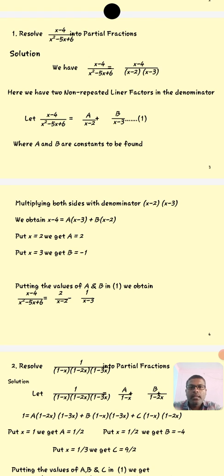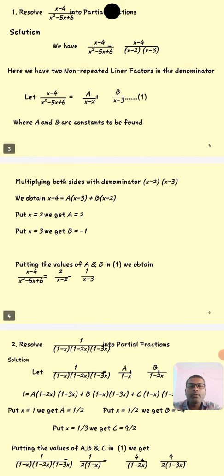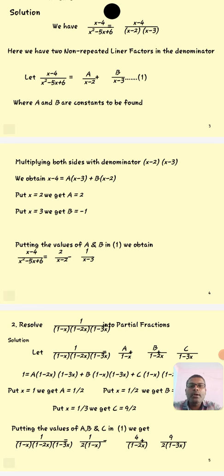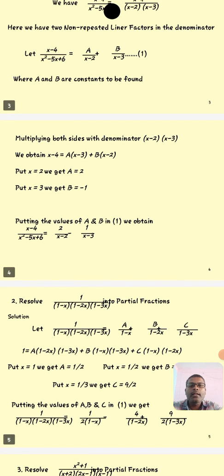Here we can take the LCM, we get x minus 4 is equal to a into x minus 3 plus b into x minus 2. Here by using the substitution method, put x equal to 2, we get a equal to 2, put x equal to 3, we get b equal to minus 1. These two values we have to substitute in equation number 1, and we get the result.